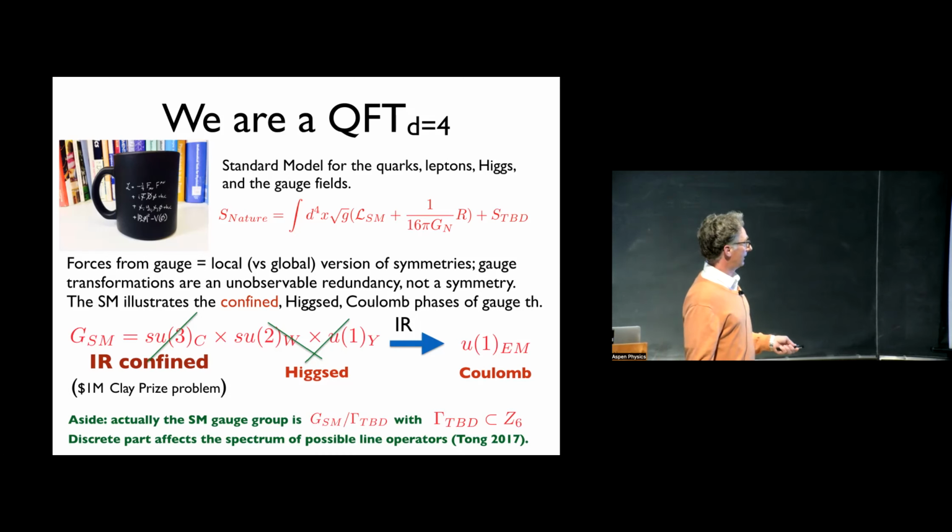There are these different phases. And as an aside, the standard model gauge group is actually this thing divided by some discrete subgroup, which is a subgroup of Z6. And I wrote "to be determined" because we don't yet know what subgroup of Z6 it actually is. And this discrete part affects the spectrum of possible line operators, which was discussed in a very nice paper by David Tong some years ago.